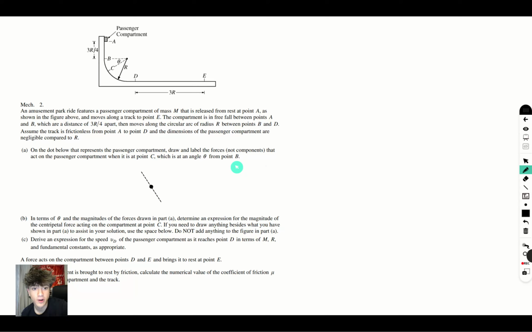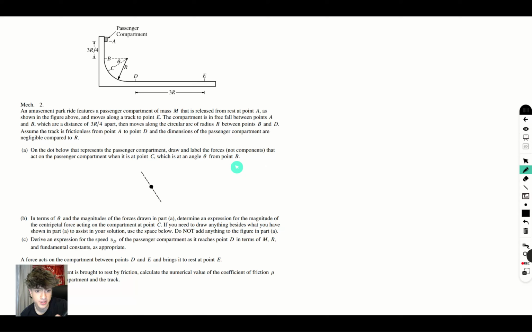An amusement park ride features a passenger compartment of mass m that is released from rest at point A as shown in the figure above and moves along the track to point E. The compartment is in free fall between points A and B, which are a distance 3r over 4 apart, then moves along the circular arc of radius r between points B and D. Assume the track is frictionless from point A to point D, and the dimensions of the passenger compartments are negligible compared to r.